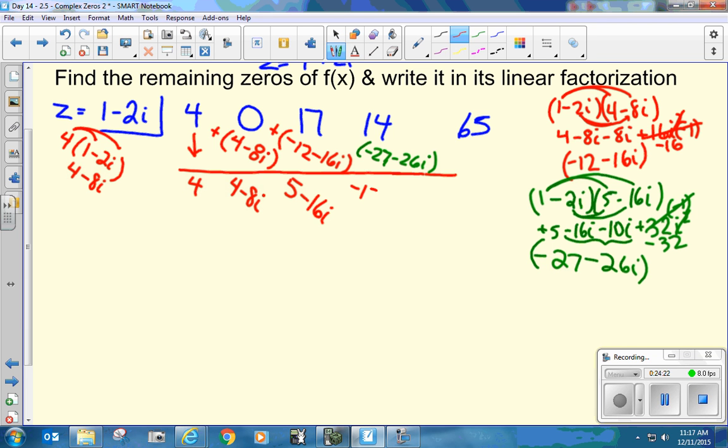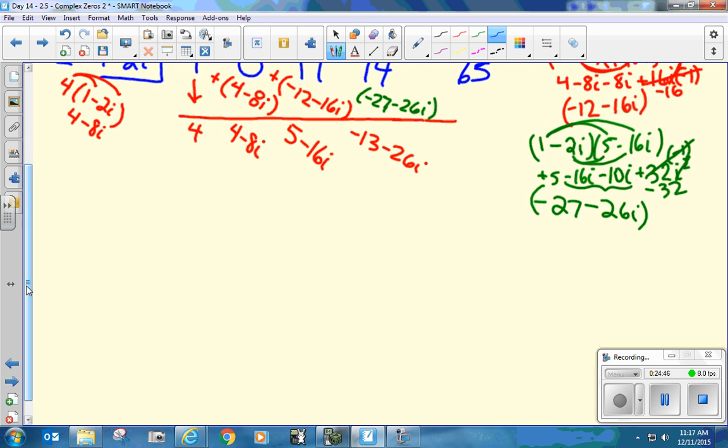Negative 13 minus 26i. Now, watch what happens, because you see how this is 1 minus 2i? You see how they're like half or double of each other? And negative 13 and negative 26 are half and double of each other? The middle term is going to end up canceling. So we're not going to have an i, and we're going to end up with just a number. And I've got a feeling it might be negative 65. We'll leave this remainder of 0. Let's try it. All right.